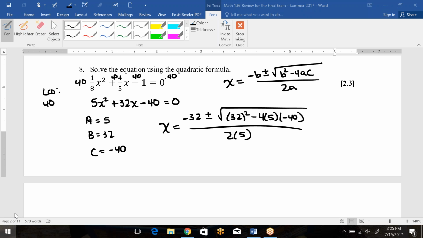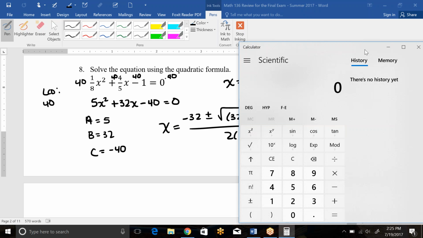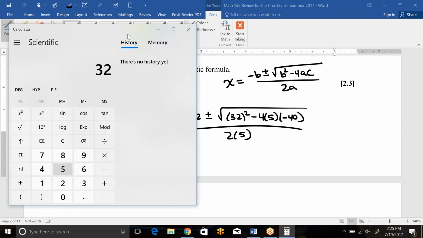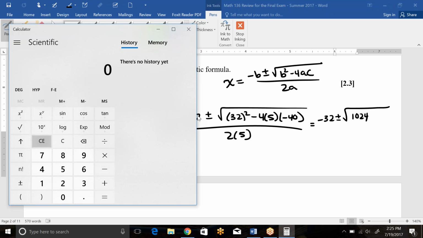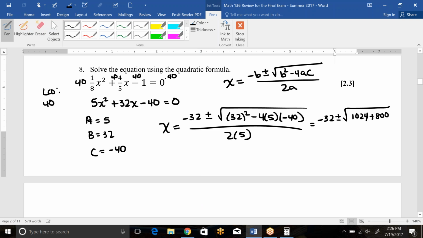Okay, so let's get our calculator handy. We want to do 32 squared, which is 1,024. Then we want to do negative 4 times 5, which is negative 20, times negative 40. It's a negative times a negative, so it's going to be a positive. So 20 times 40 is 800. And so I'm going to be putting plus, since I ended up with two negatives multiplied together, all over 10. So we want to add together that part inside the radical, so that would be 1824.